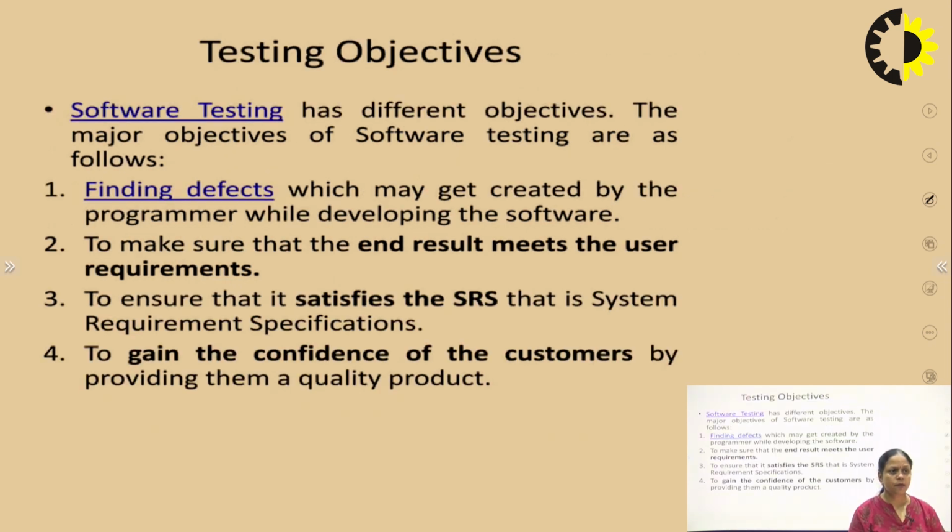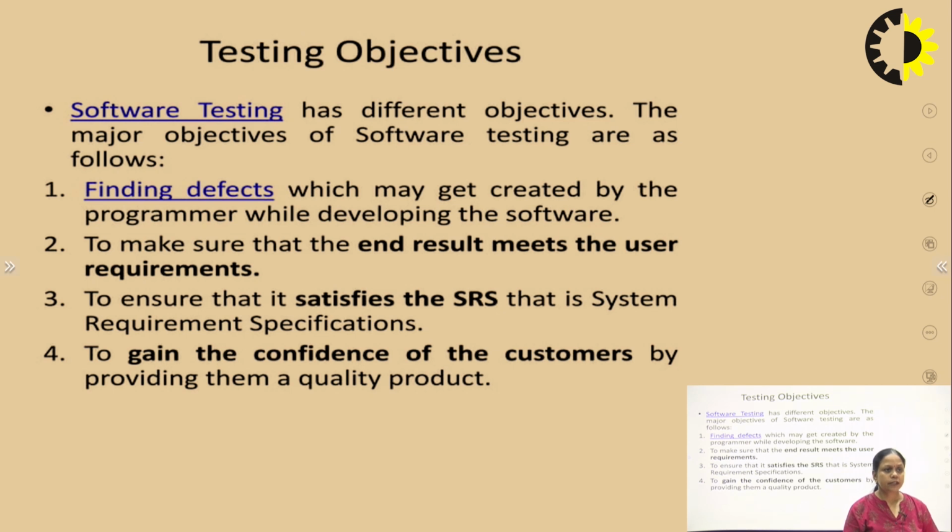Now the testing objectives. Software testing has different objectives. The major objective of software testing is finding defects which may get created by the programmers while developing the software. Another is to make sure that the end results meet the user requirements. The software requirement specification has many features in the SRS document, so we should understand that these requirements should be fulfilled.